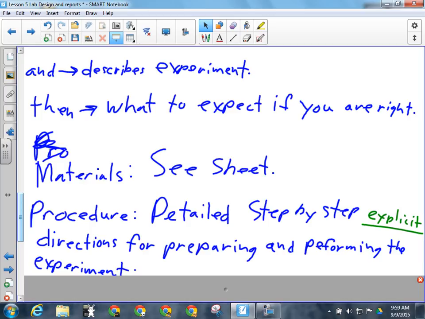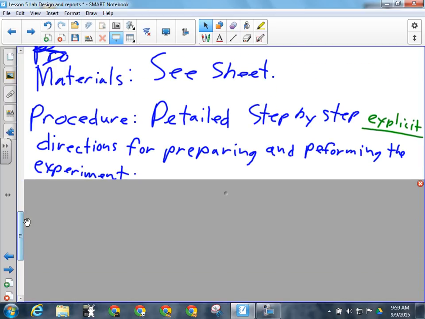Go and get the required materials from the front table. See materials list. Perform observable properties test. Look for the following things. Color. Make note of this in the observations chart. Etc. Be explicit. Be very, very clear. How do I do this? So these steps are for preparing and performing the experiment.